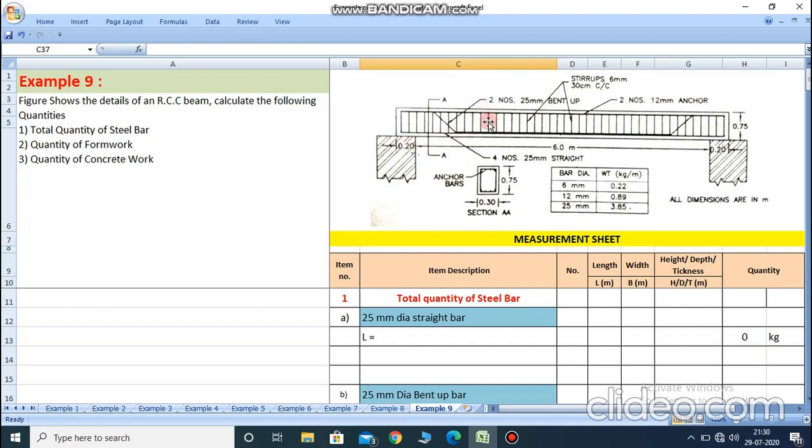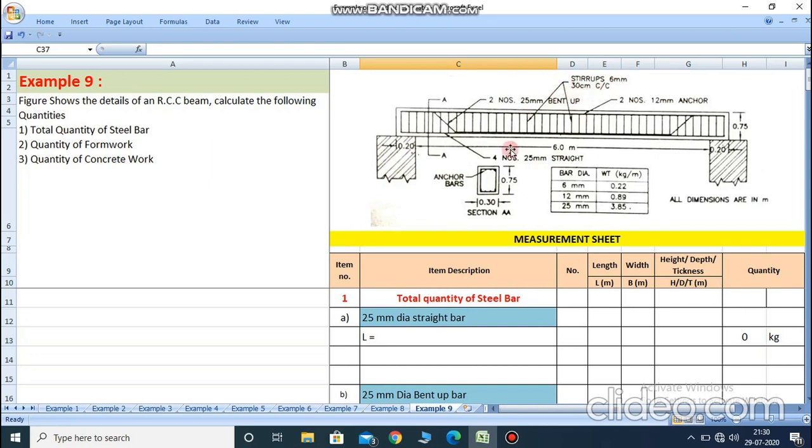So here the cross section is given, and here section AA is given. Here the dimension of the RCC beam is given, 0.30 width and 0.75. Sorry, all the dimensions are in meter. So 0.30 meter width and 0.75 meter depth of the beam. And here the stirrup is given, 6 mm dia, at 30 centimeter center to center distance.